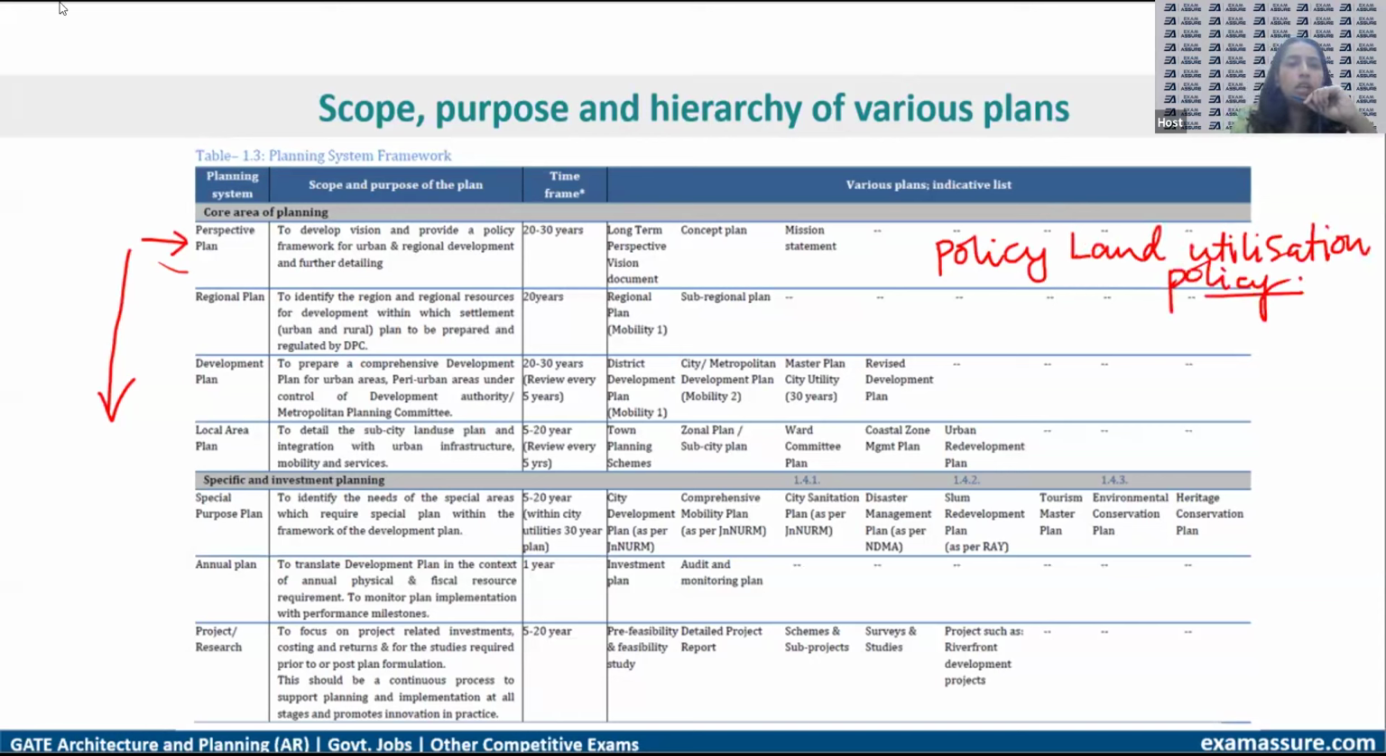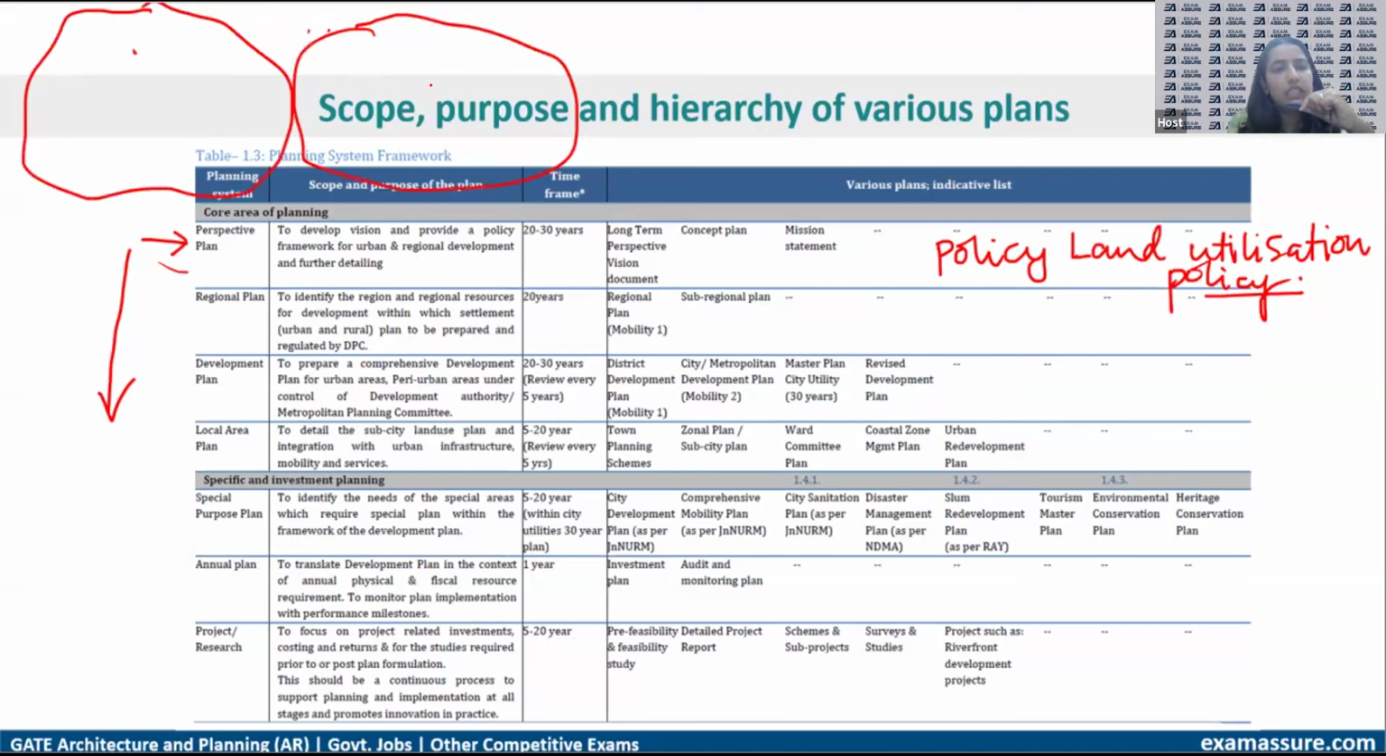Fine. So now let us assume for a minute that there are these two states. In some cases, the perspective plan could be only for a single state or it could be for two states. Now, in this case, let us assume that there is a perspective plan for these two states, where you're discussing more at a policy level, more at a conceptual level, more in terms of your aims or how you see the future development.